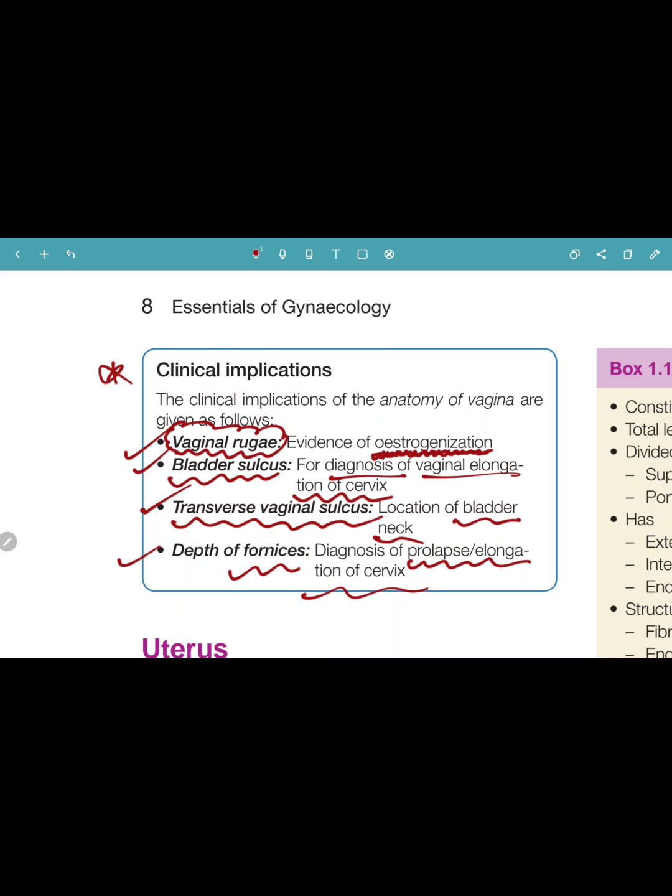So what are the clinical implications for the anatomy of the vagina? First, the vaginal rugae is an evidence for estrogenization, because that is where estrogenization occurs. The bladder sulcus is for diagnosis of vaginal elongation of the cervix, a very important diagnostic sign. Next, for location of the bladder neck, you have the transverse vaginal sulcus, and depth of the fornices is for diagnosis of prolapse or elongation of the cervix.